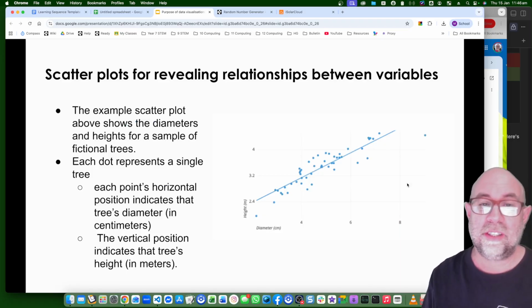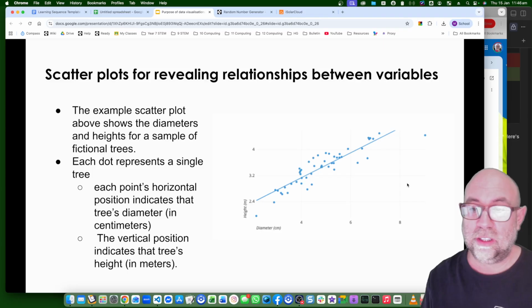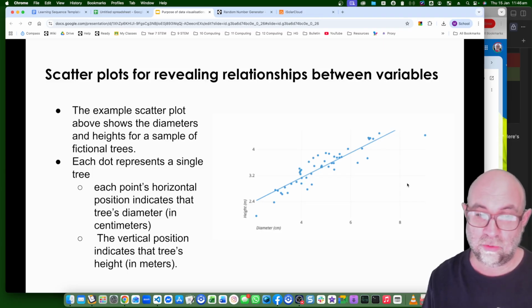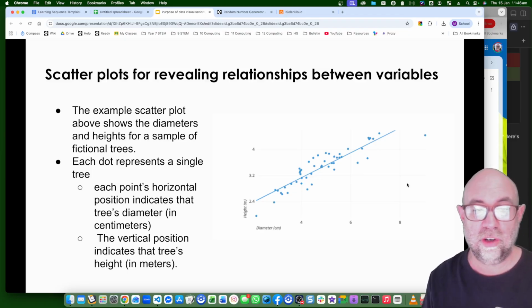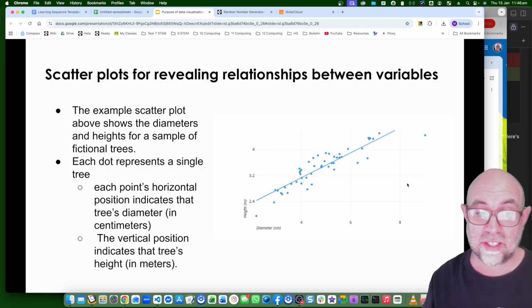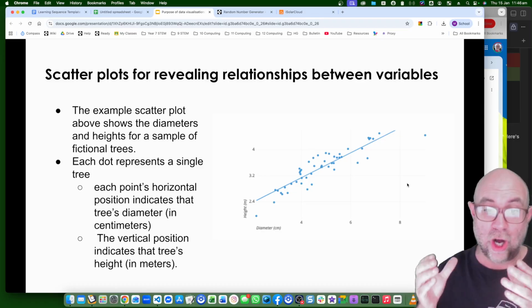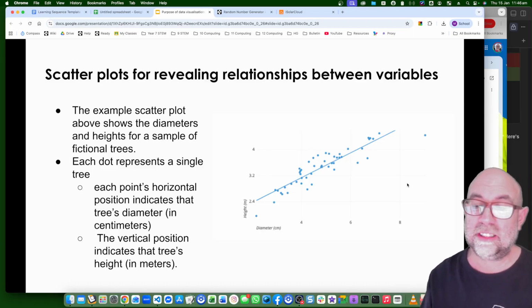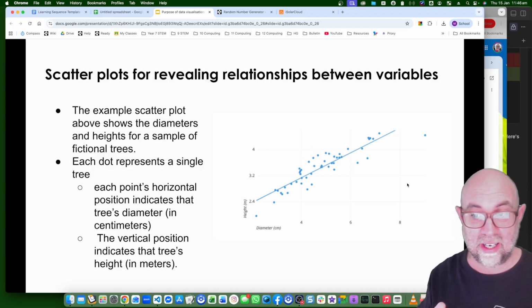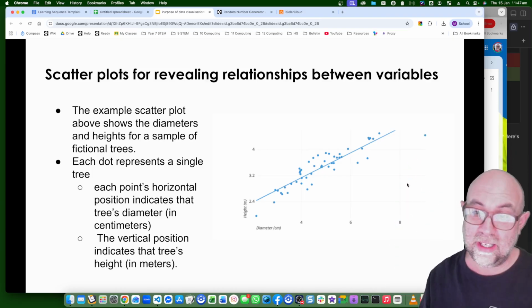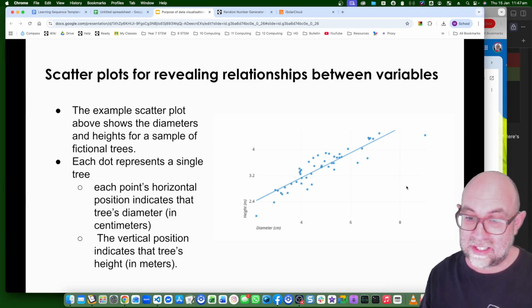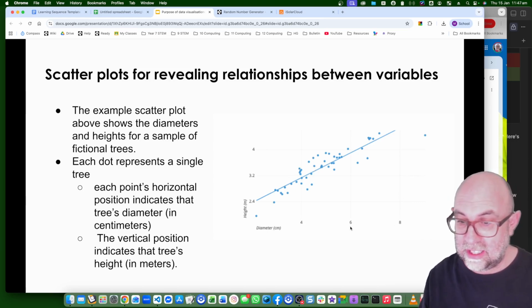So then we've got a scatter plot. Now, a scatter plot's really good for showing the relationship between two variables. This is a hypothetical data set, and this shows the sample for a bunch of trees, and each dot represents the diameter of the tree and the height of the tree. So we would expect that as the tree gets thicker, it's probably a taller tree, and the data tends to bear that out. So these here are the thicker trees, and these here are the heights of the trees.